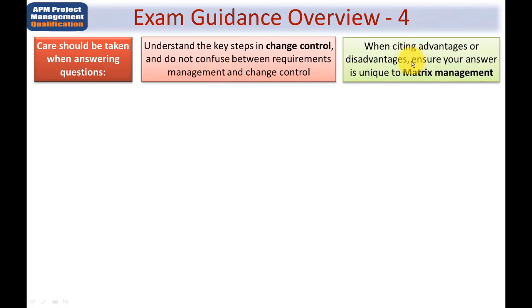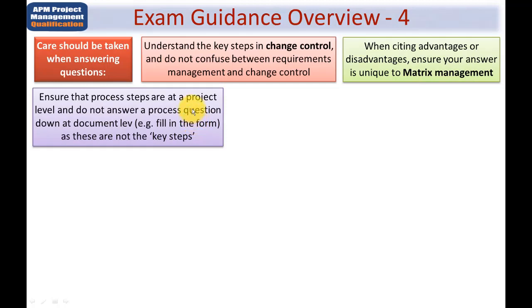When citing advantages or disadvantages, ensure your answer is unique to matrix management. Now, this piece of feedback comes obviously about an organisational question. And one of the ways your organisation may be set up, and I'm referring to the organisation, not the project, of course, is as matrix management. So when answering a question, when you're describing one of the organisational types and it's matrix management, make sure you keep your advantages or disadvantages relevant to matrix management and not one of the others. For example, an organisation that is structured via its departments or groups.